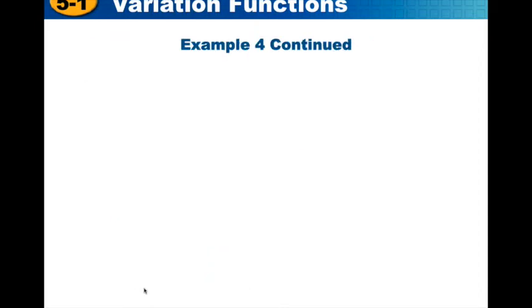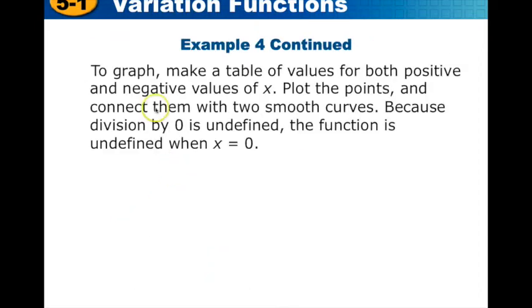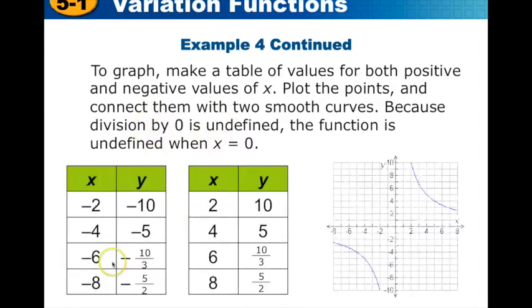Good, now let's graph it. Remember that when we're graphing it, we're going to make a table of values for both positive and negative x values. Then we can plot the points and connect them. Because division by 0 is undefined, the function will be undefined at 0. Here are a couple tables where I've picked some values, negative 2, 4, 6, 8 and positive 2, 4, 6, 8, to plug into the function to see what we get. When I graph the positive values, I get this curve, and graphing the negative ones gives me this. Okay, great.